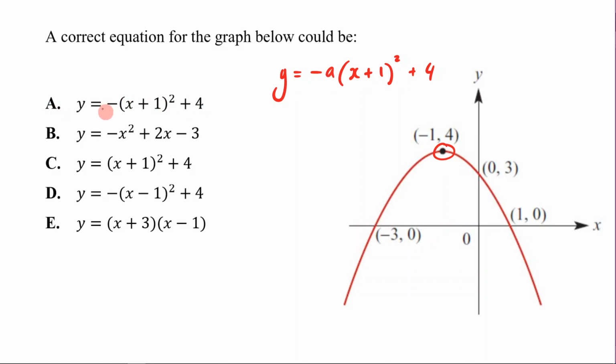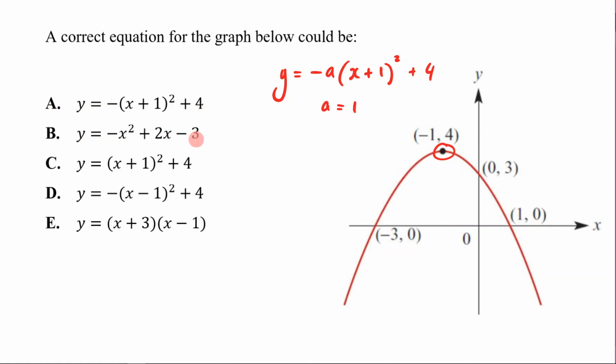This one looks very promising. As you can see, we have y equals negative (x plus 1) squared plus 4. So in this scenario, the coefficient here would simply be 1, meaning a would be equal to 1. So I'm thinking that this is the answer, but let's look through the rest of them.